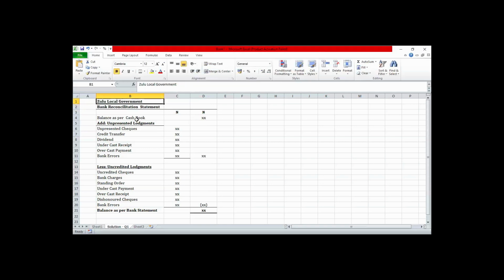So they get all this. Balance as per cash book. What is the balance as per your cash book in the question? Do you have any balance as per cash book in the question given to you? Yes, 502,000. That is the balance as per cash book.